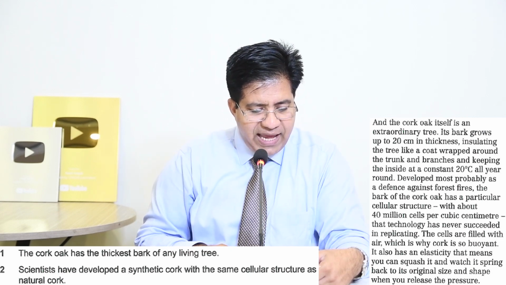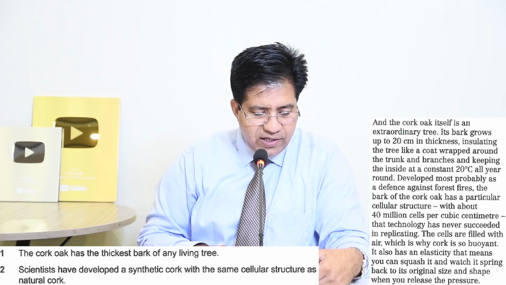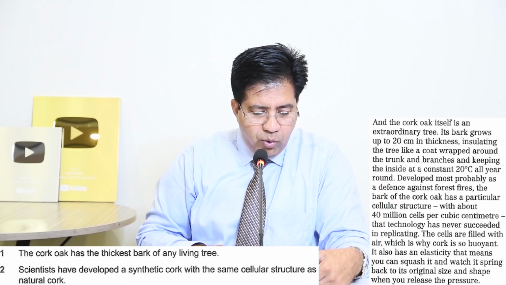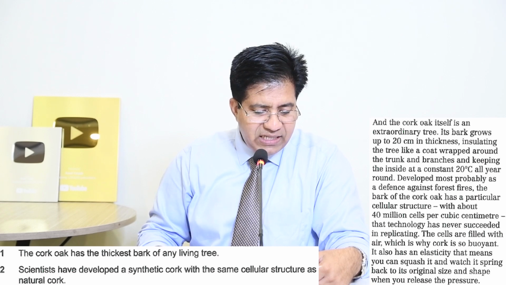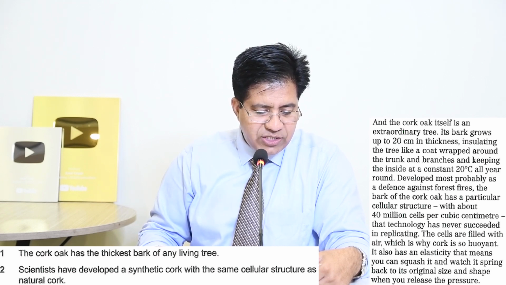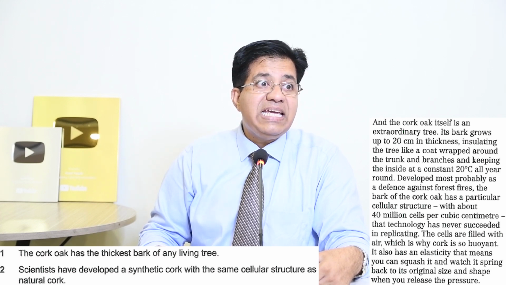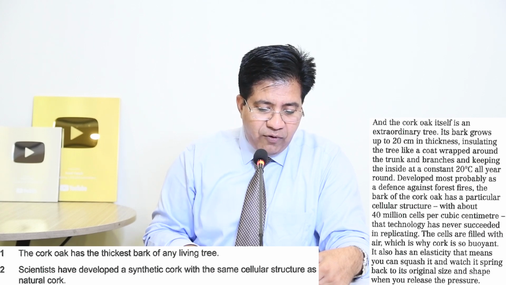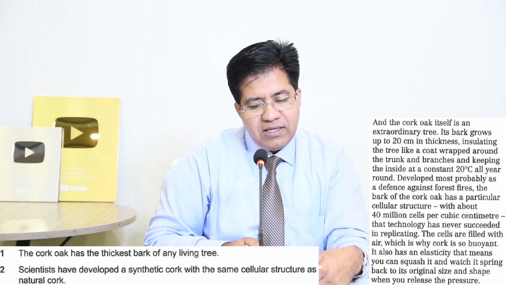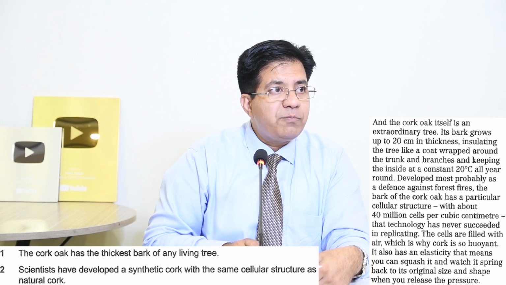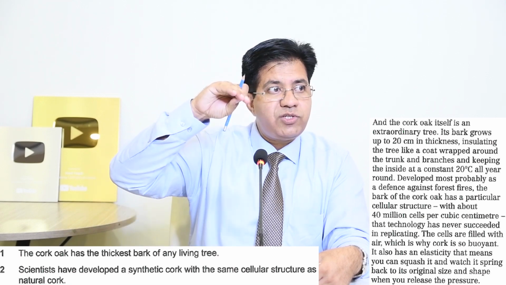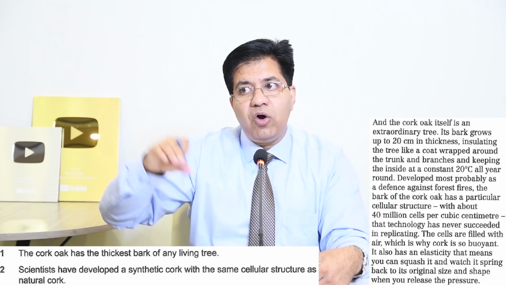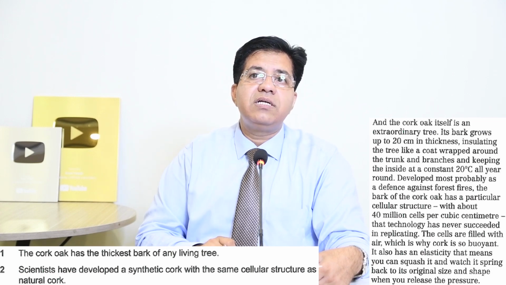Developed most probably as a defense against forest fires, the bark of a cork oak has a particular cellular structure with about 40 million cells per cubic centimeter that technology has never succeeded in replicating. Technology has never. Now, what do they mean by technology? For technology, they have made this synthetic cork. So it means synthetic cork has a different cellular structure and natural one has got a different one. So the answer is false.